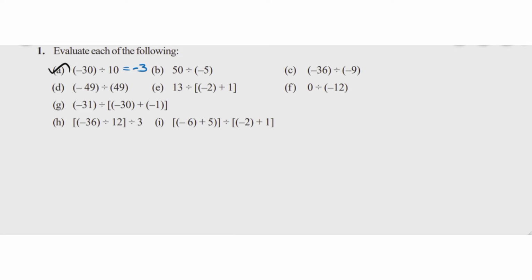So B bit, 50 divided by minus 5, okay. So this is also same method. I am here going to use fraction method, not normal division. So moving on to B sum, 50 divided by minus 5.